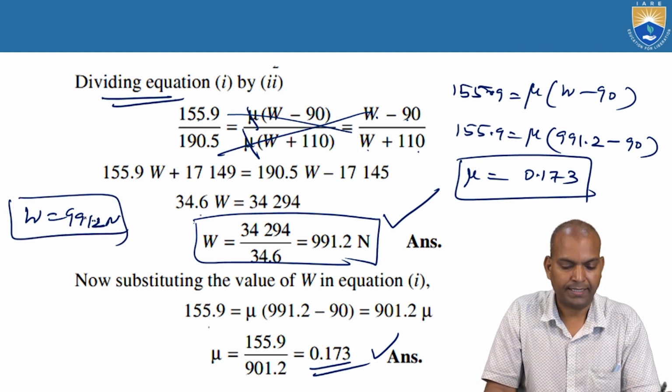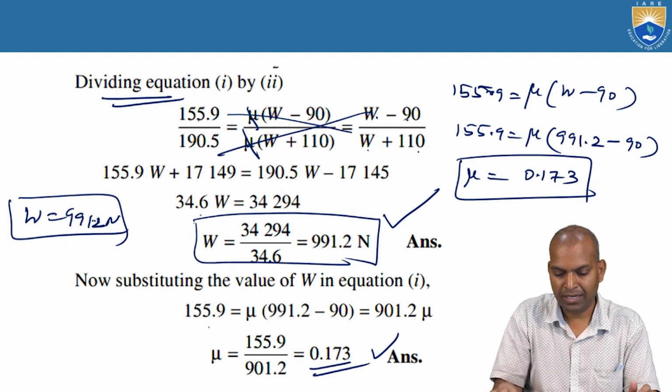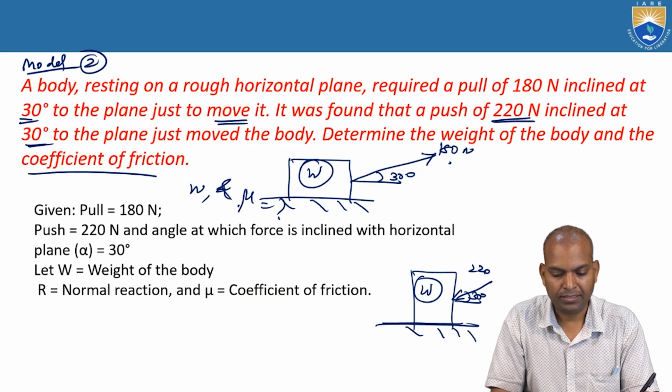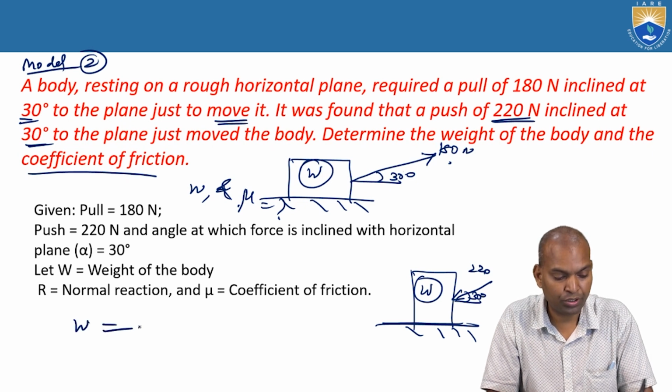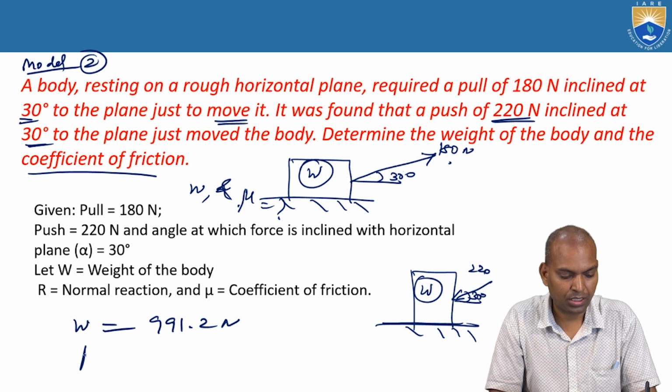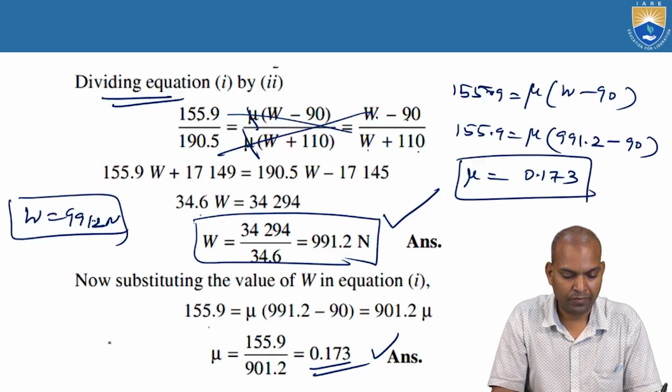Yes, W equals 991.2 newtons. Here, understand, there is inclination and effort. What effort is required here? The effort is required. What are the values? W we got as 991.2 newtons, and mu equals, what is the value of mu?